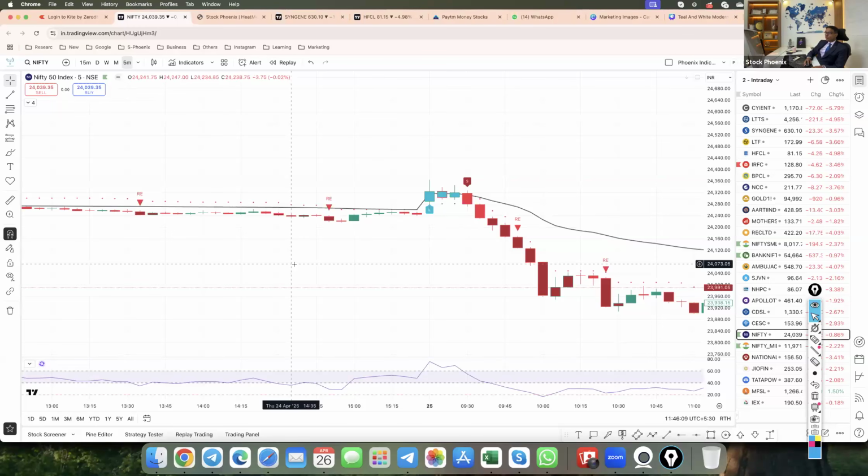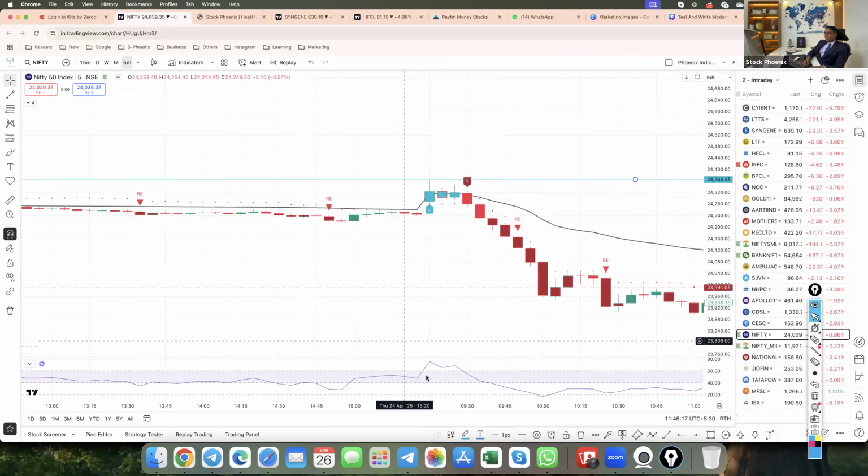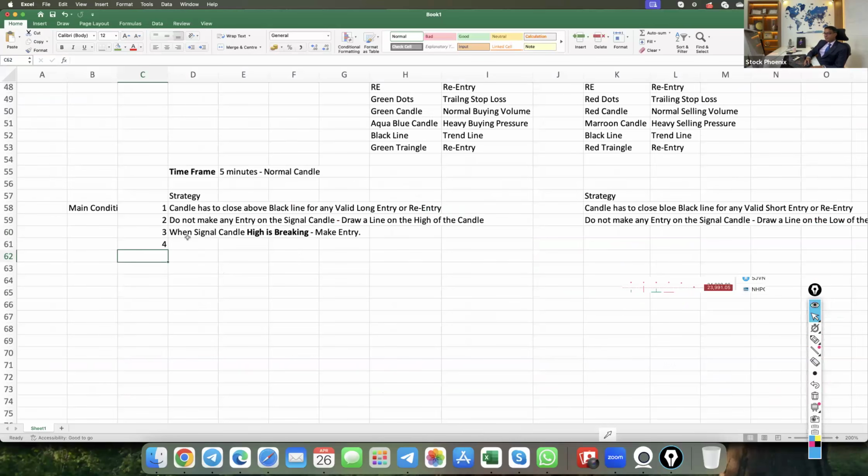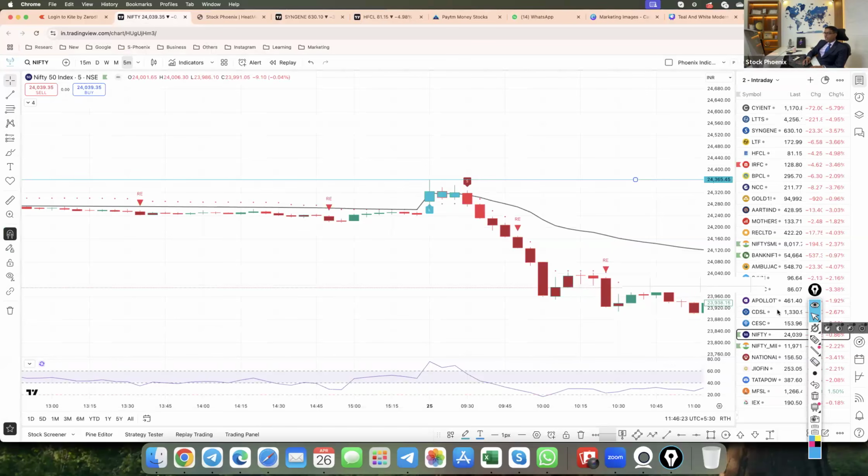What is the second point? Draw a line on the high of the candle. Perfect. Now, the next thing is the high has to be breaking. Has the high broken? No. So, entry has not triggered. Everyone got it?